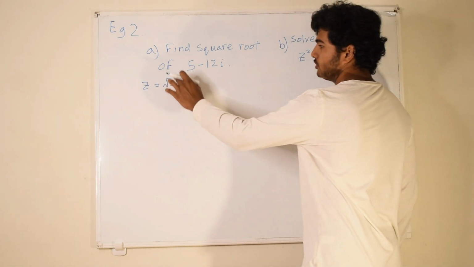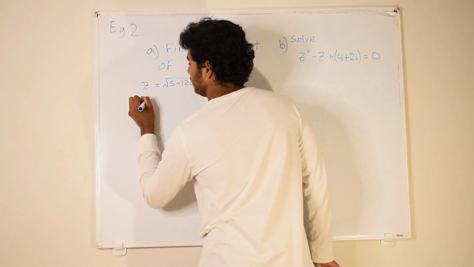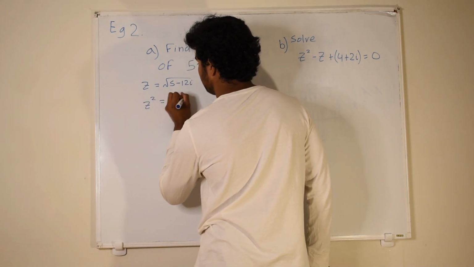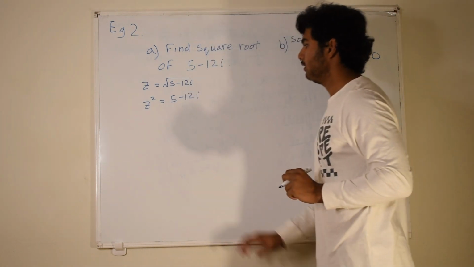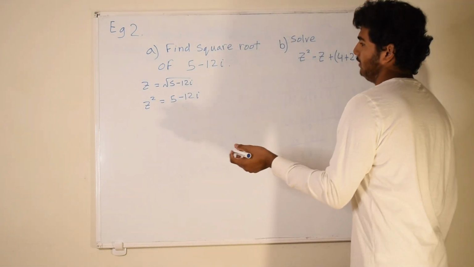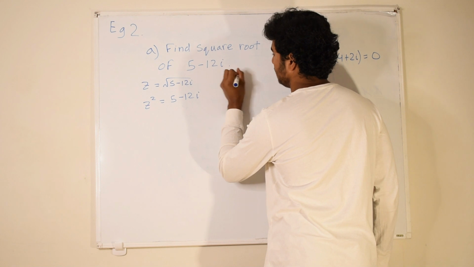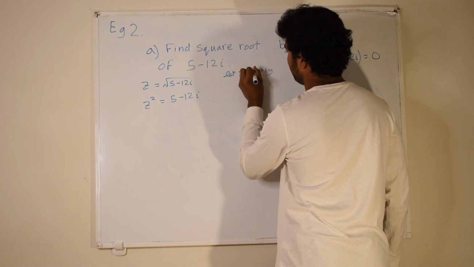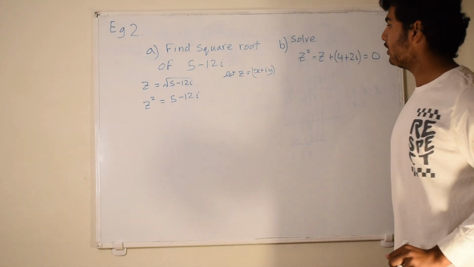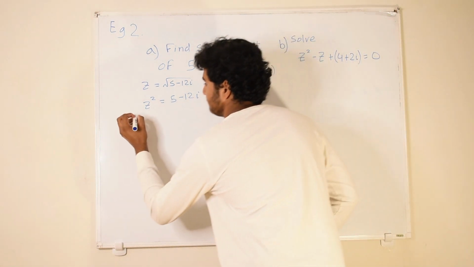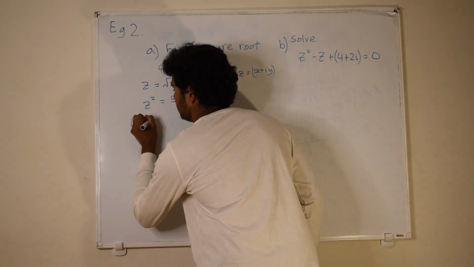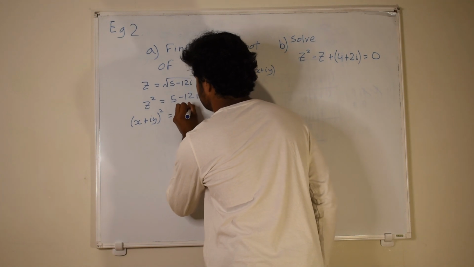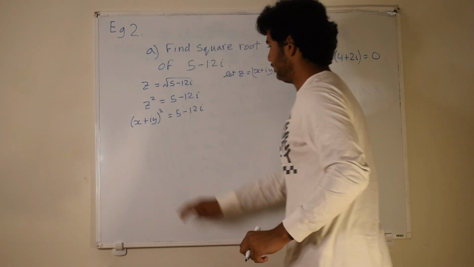So if we square both sides, we get z squared equals 5 minus 12i. We can let z equal x plus iy. So z equals x plus iy, and we can just go (x plus iy) all squared equals 5 minus 12i.